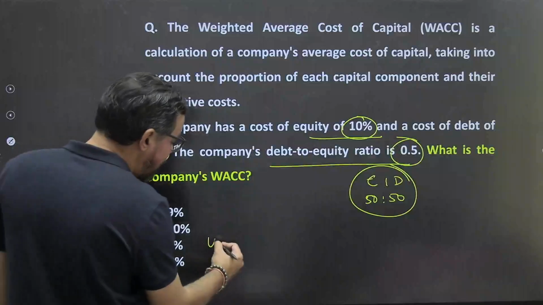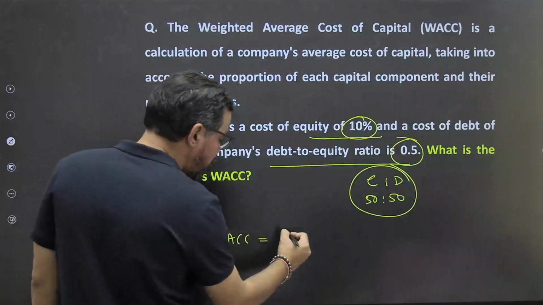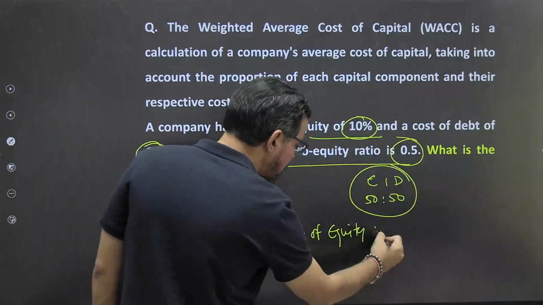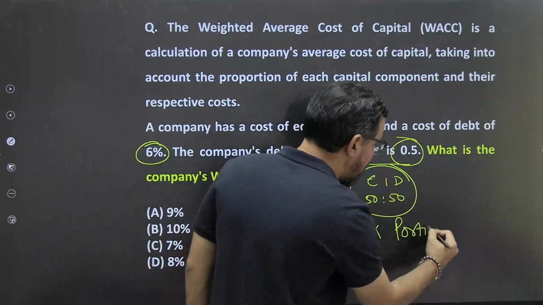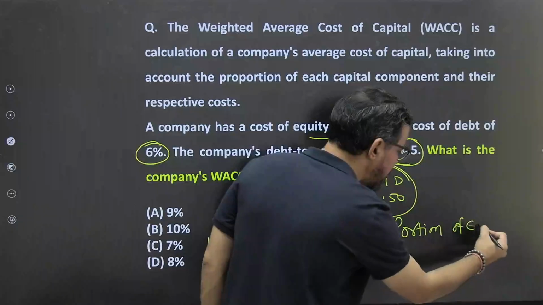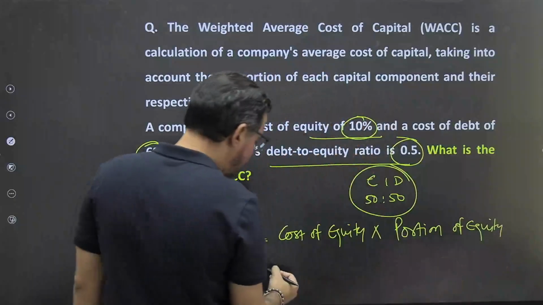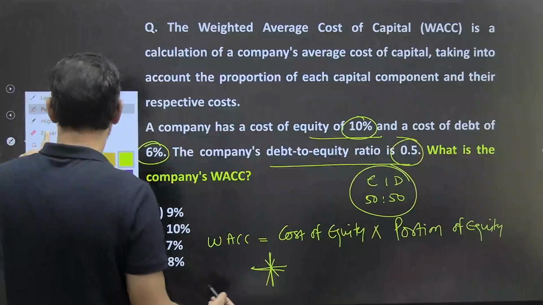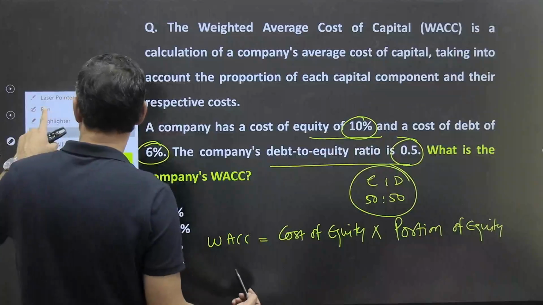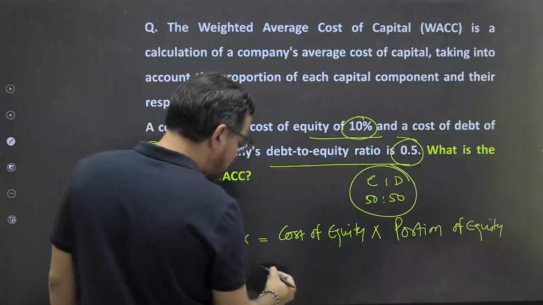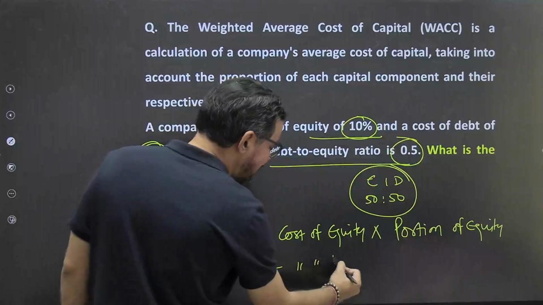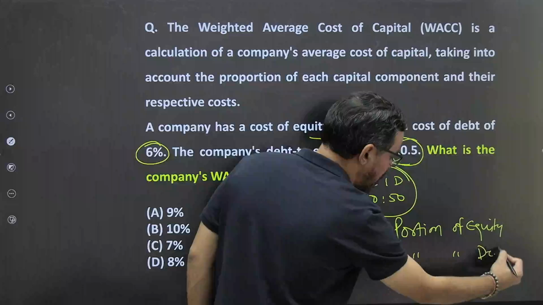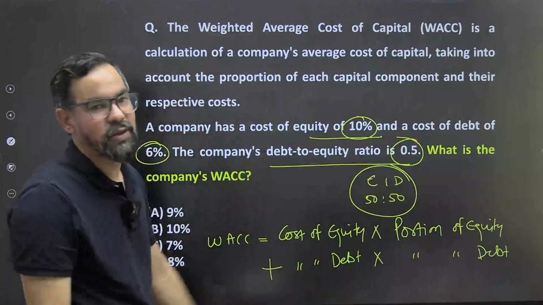Weighted average cost of capital is equal to cost of equity into portion of equity, plus cost of debt into portion of debt. Okay? Now you know your answer. What is your answer in this case?